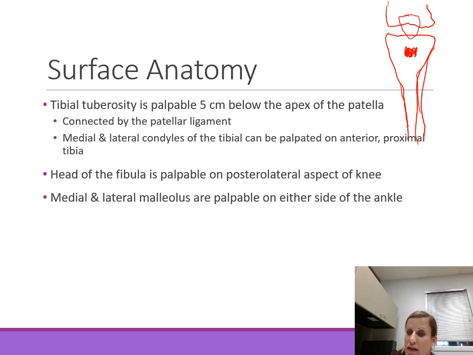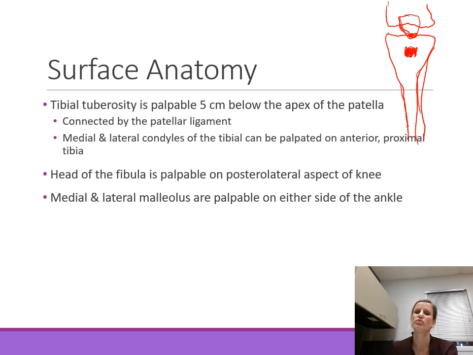When the leg is relaxed, you can kind of manipulate it or move it around a little bit. So if you just follow the medial and lateral borders of the patella inferiorly, the apex of the patella is the inferiormost point right here. So if you just move down about 5 centimeters, you'll feel an anterior bulge that kind of sticks out anteriorly a little bit on the tibia. That's the tibial tuberosity.